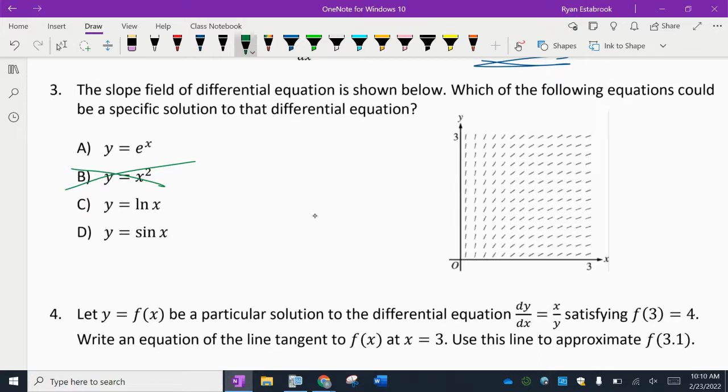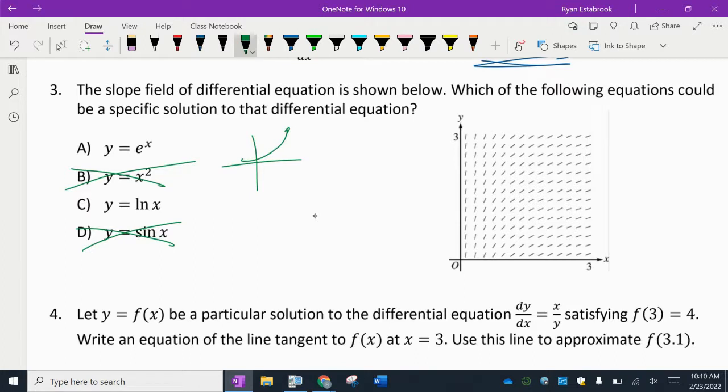Sine of x, because sine would have to go up and then start coming back down before we get to that 3, which is about pi. It would have had to come back down by then. So it's not going to be sine of x. It's either going to be one of these two. Y equals e to the x. Do you remember what that graph looks like? It's an exponential function that does something like this, right? Is that what we're seeing over here?